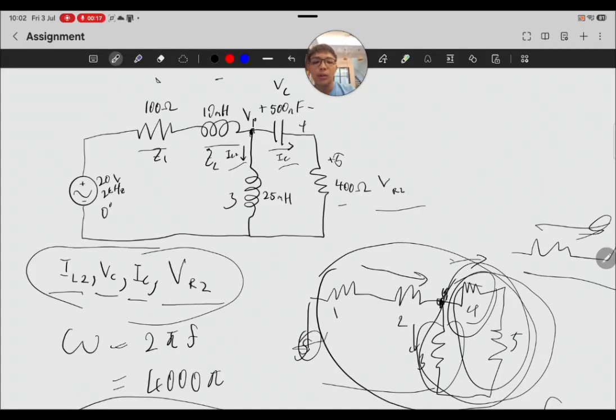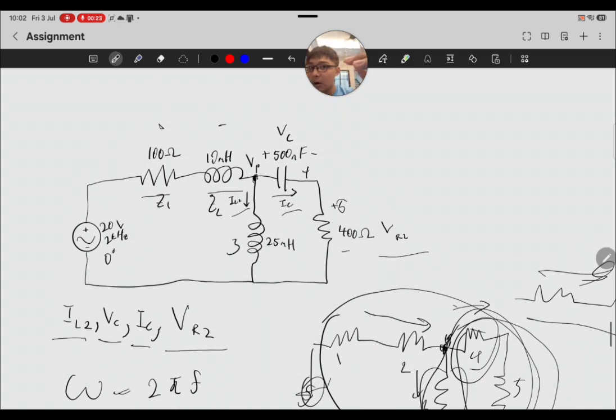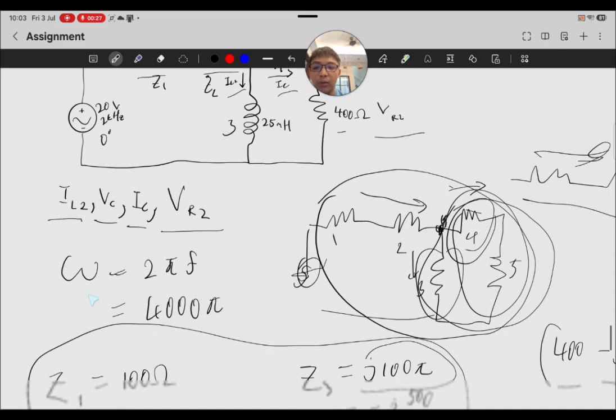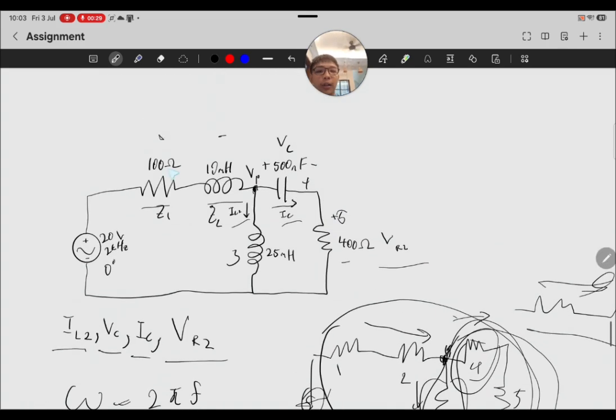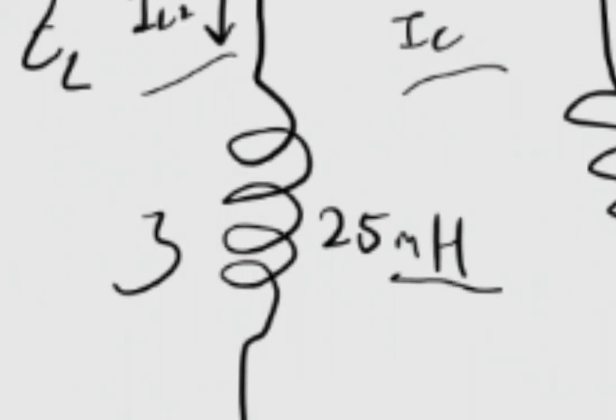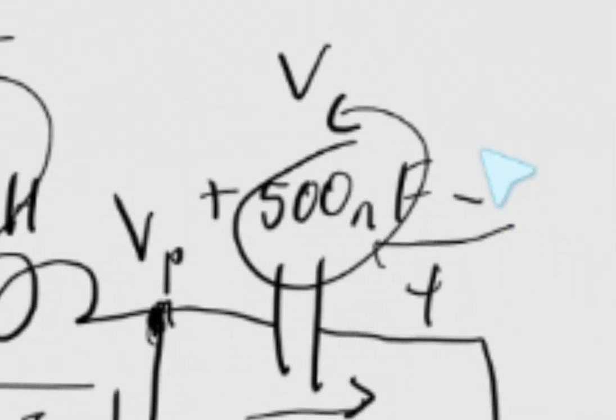So I'm not going to show you exactly the step-by-step process on how we do it, but I'm going to tell you how we did it because time is limited. The first thing we do is find the value of omega, so we can convert all of these values into their respective impedance forms, because as you can see, this is in ohms, this is in henries, and this is in farads.